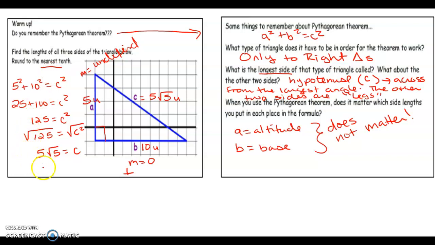So when I put 5 square roots of 5 into my calculator, and now I'm going to round to the nearest tenth, this is going to be approximately equal to 11.2 units. This would be exact. Sometimes you're asked for exact form, and it always has the radical still in it. And once you move away from that, you're in an estimate.